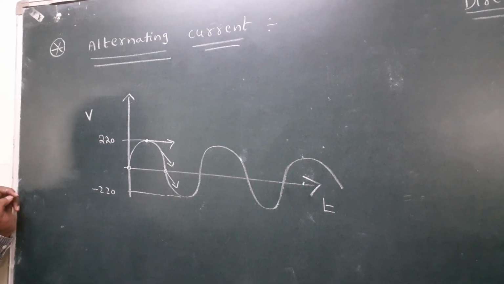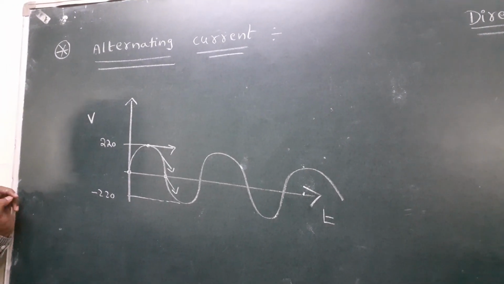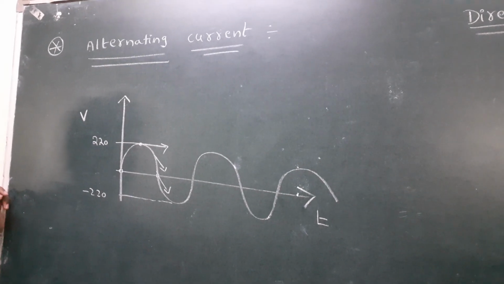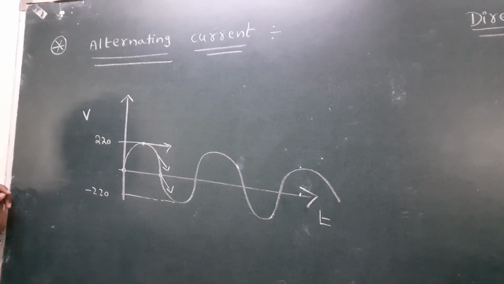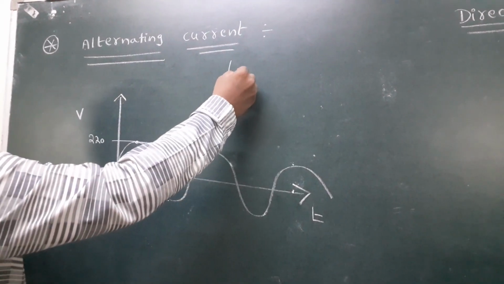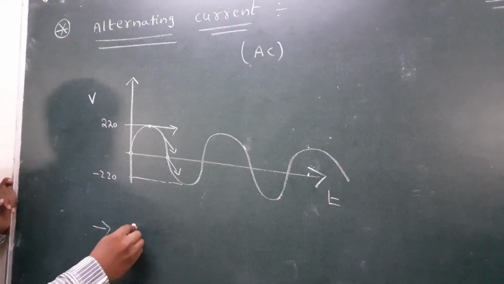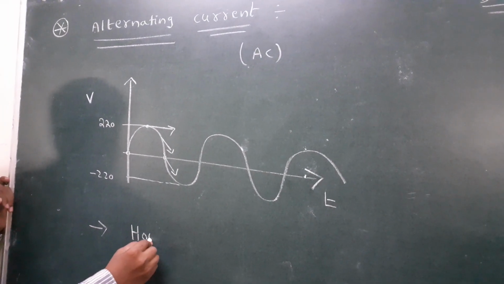Okay, the current changes its magnitude and direction with respect to time. That is called alternating current. Generally it's simply called as AC. Okay, this AC can be used for our household purposes.